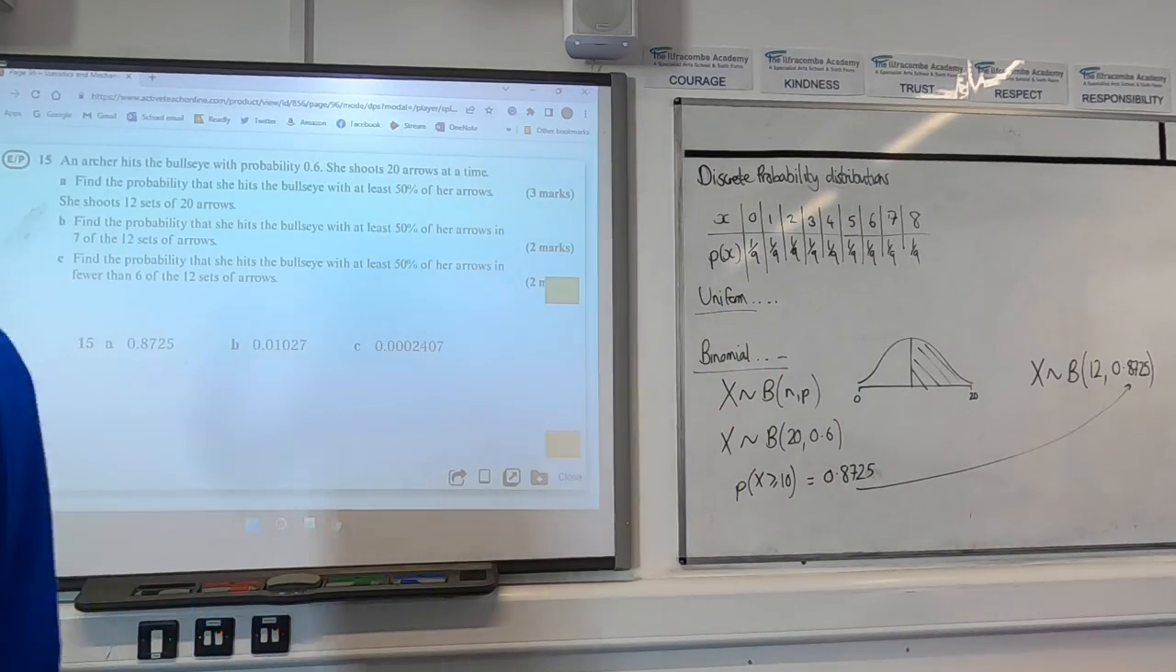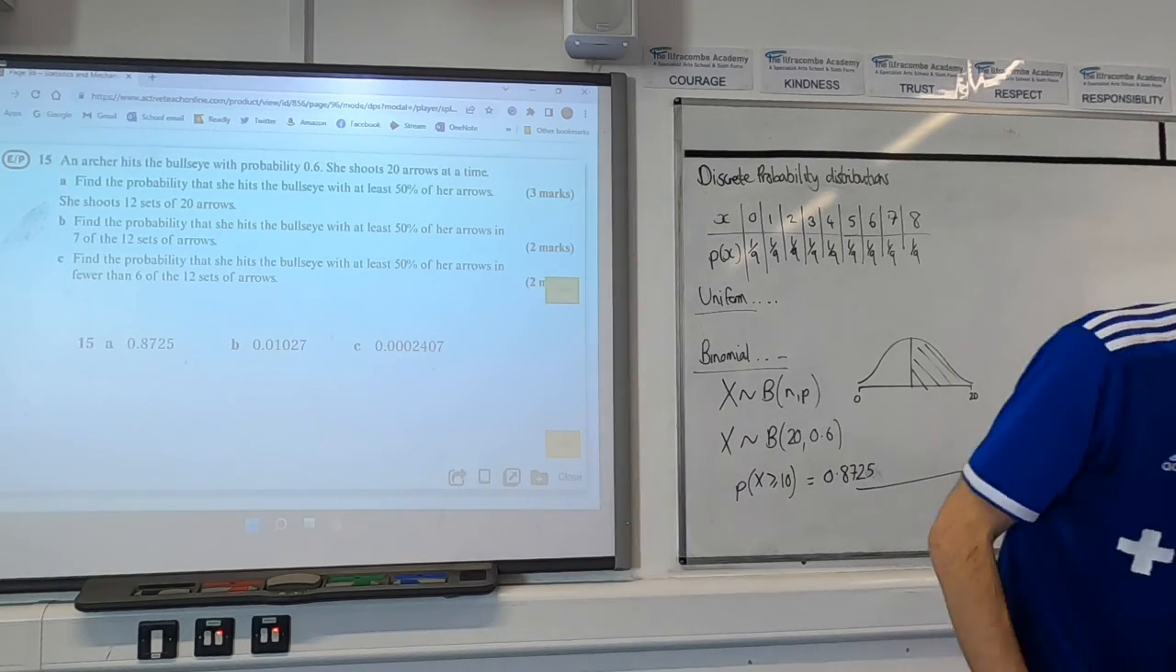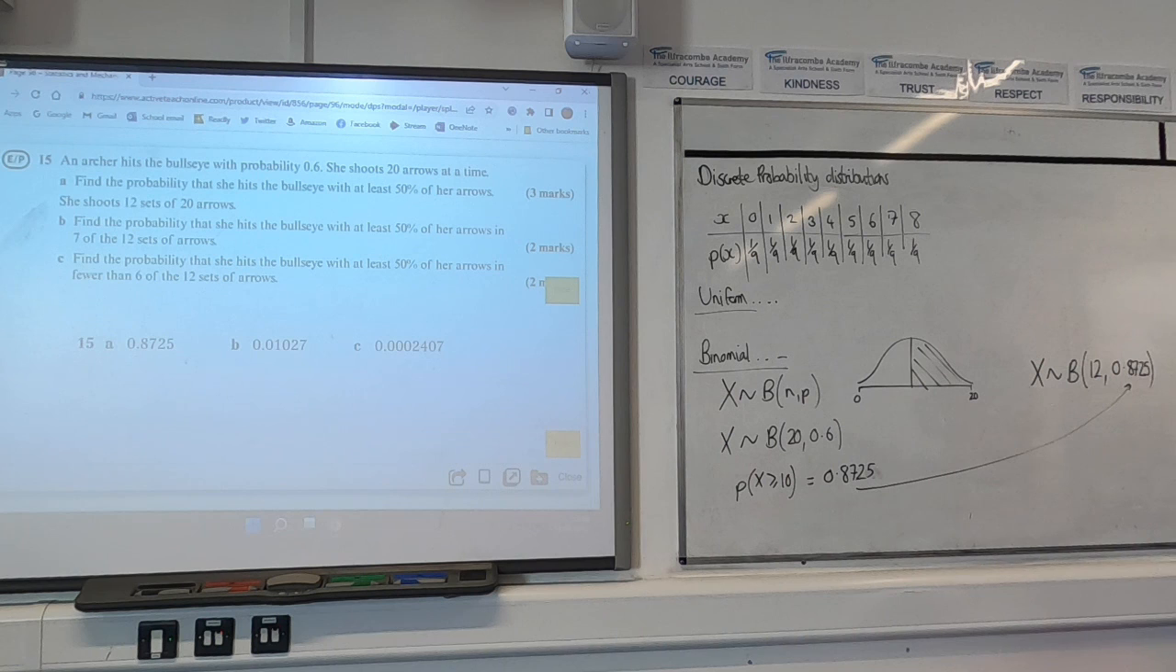We're not going to do part C, but I'm sure we could. So you have to change all your values, don't you? So we're now talking about 12 trials. The probability of success, 0.8725, which is an estimate. It's not an exact value, but we're modelling, so it's okay. And this time I just put my lower and upper of both as 7.